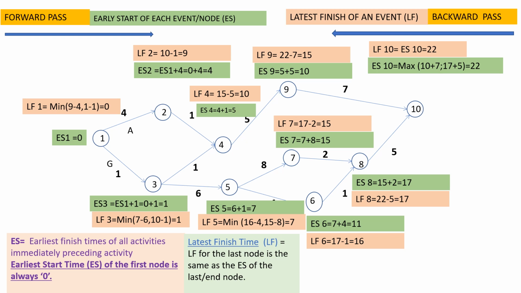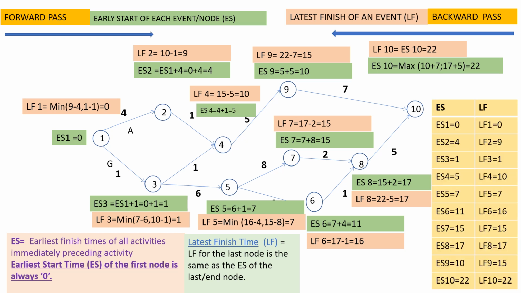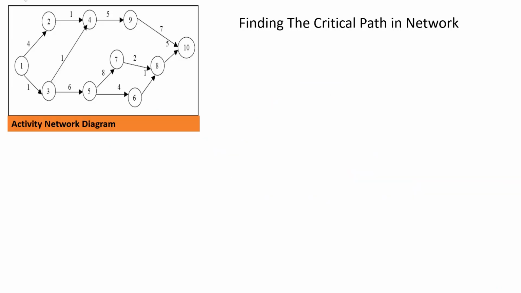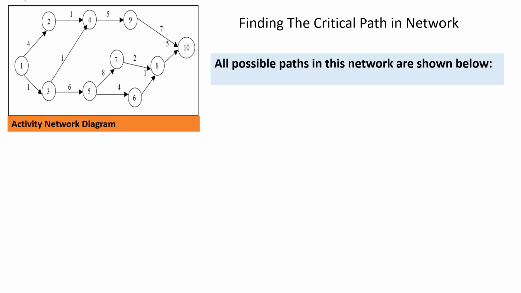Now we put all these values of early start and latest finish in a table which you can see on the right hand side. Now let us go to the next step. In the next step, we are going to find the critical path of the network. Now you can see on the top left hand corner of the screen the network diagram, and we are going to plot out all possible paths in this network. So all possible paths in this network you can see below.